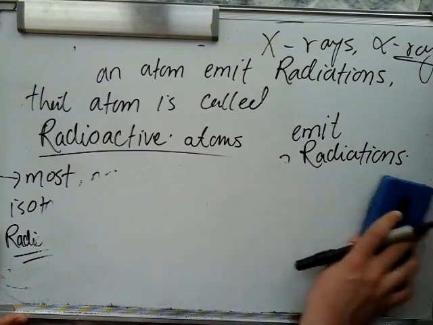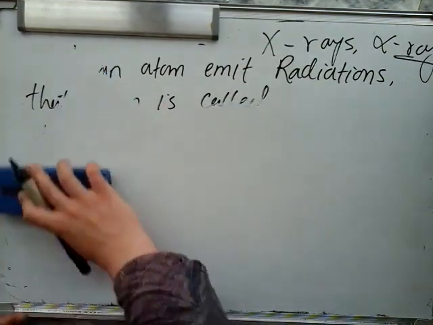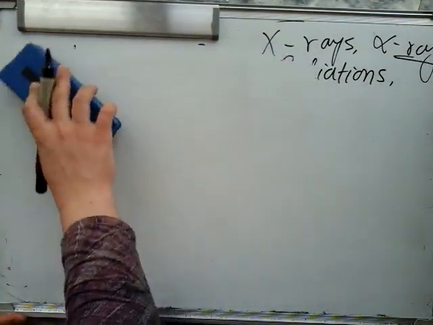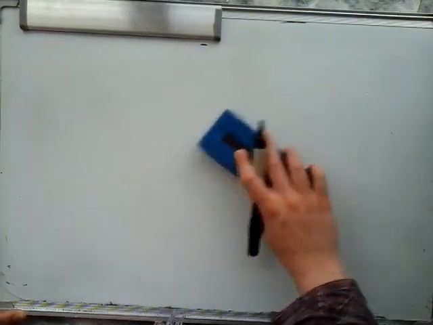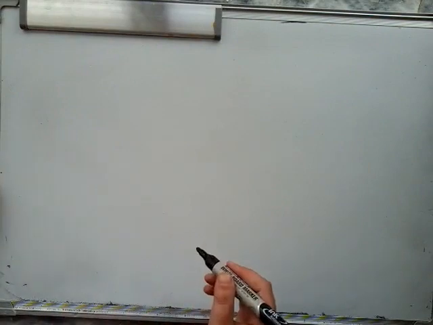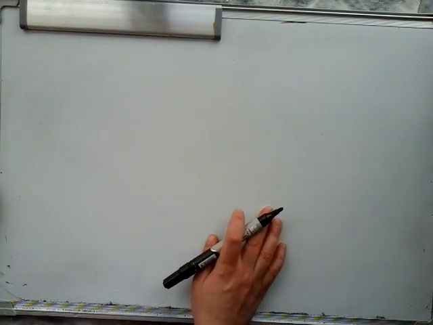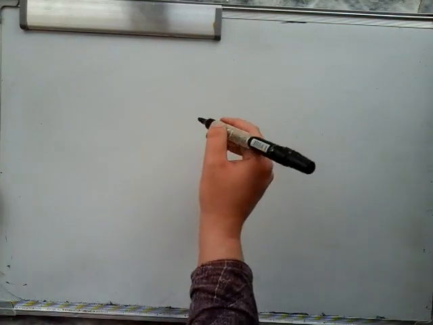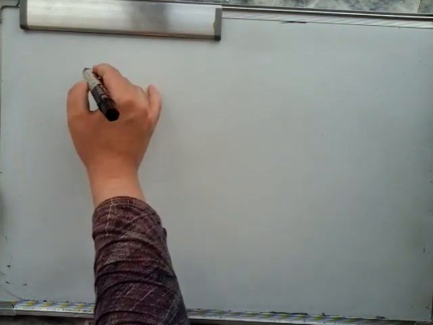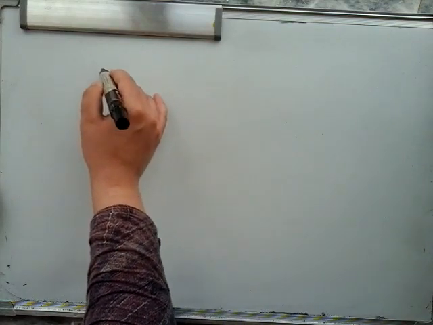And why do nuclei emit radiations? Why do some atoms emit radiations? Because their nucleus becomes heavy. And why does it become heavy? Due to extra neutrons. Due to the presence of extra neutrons, the nucleus becomes heavy, and as a result, it emits radiations. So let me give you another example related to carbon.